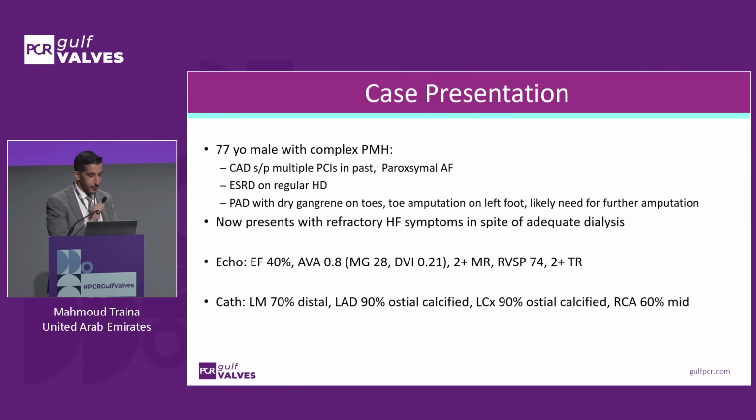You know, I'd say it seems like the Navitor system, I tend to use it in my most difficult cases. Rabia knows this, difficult anatomies. But this is a 77-year-old male, complex past medical history, coronary disease, multiple PCIs, paroxysmal AF, end-stage renal disease, and PAD with dry gangrene of the toes, toe amputation on the left foot, and likely need for further amputation. Now he presents with refractory heart failure symptoms in spite of adequate dialysis. Echo shows the EF 40%, valve area of 0.8, mean gradient of 28 with a DVI of 0.21, moderate MR, and severe coronary disease with a distal left main bifurcation calcified stented lesion, which I'll show.